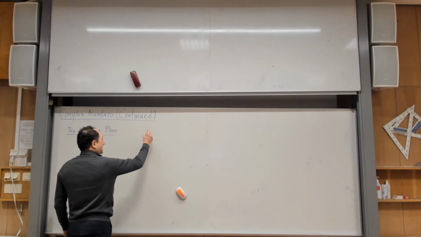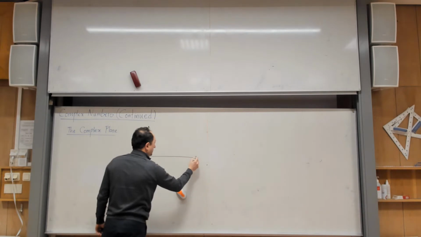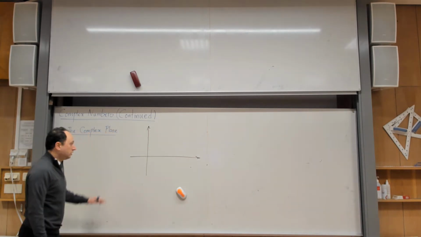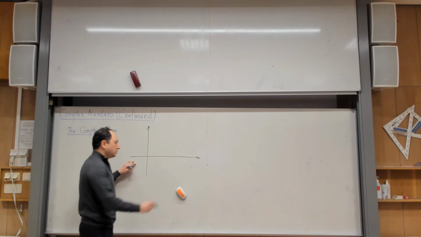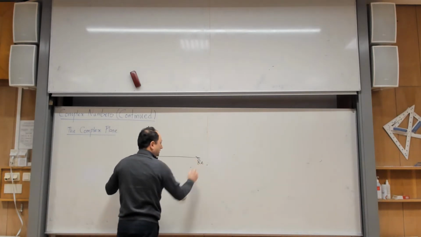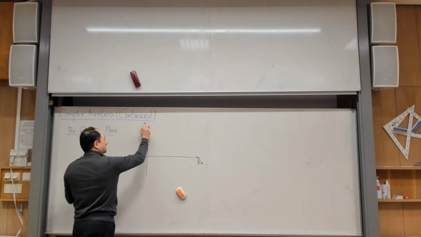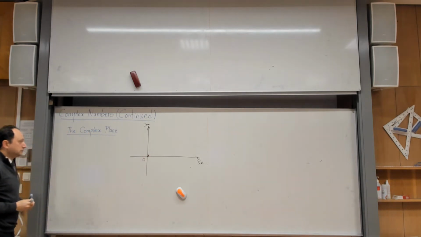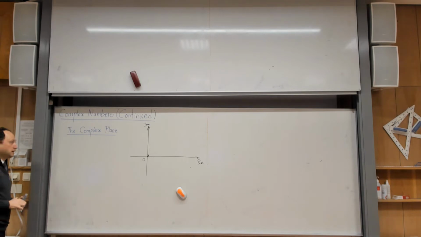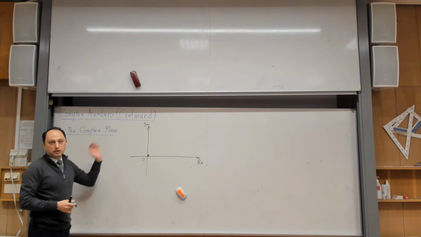The only thing is that you have your coordinate system as before, but instead of calling the horizontal axis the x-axis, you call it the real axis. And instead of calling the vertical axis the y-axis, you call it the imaginary axis. And then, as before, this is the origin, and of course these two are perpendicular. So these two axes construct what we call the complex plane.